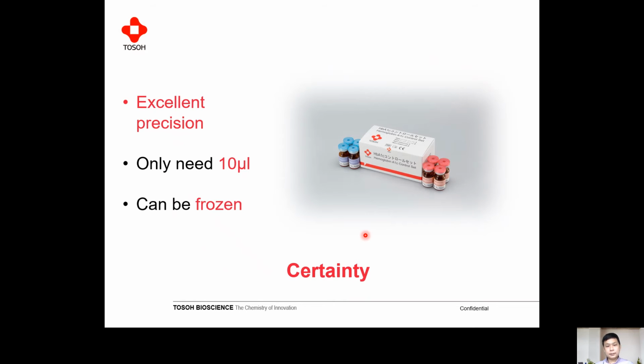A good precision in terms of certainty in our QC, and we only need 10 microliters after reconstitution. And our QC, our dosal control, can be frozen at minus 20 degrees Celsius and kept up to 30 days. If it's not kept frozen, at 2 to 8 degrees Celsius, you can keep it for 7 days in the fridge.